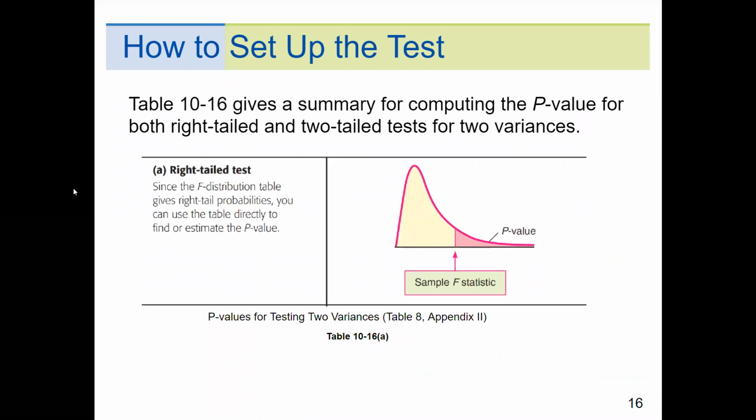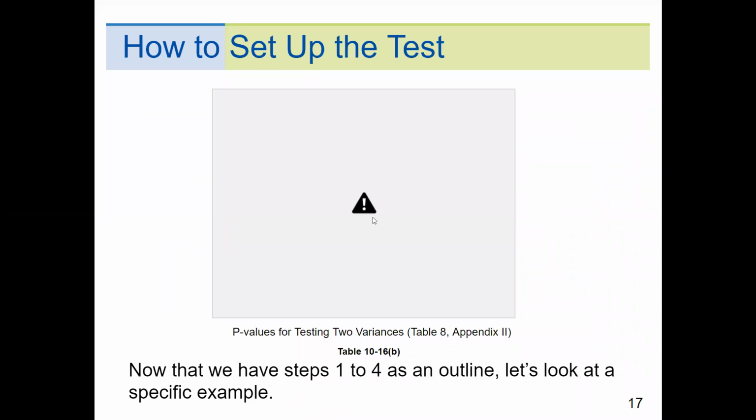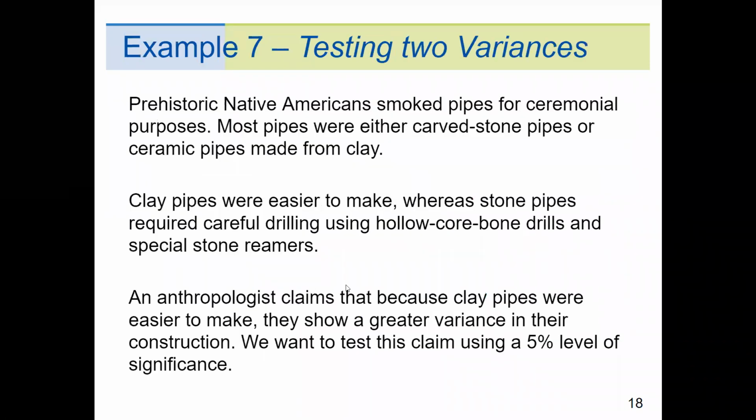The table gives a summary of computing the p-value for both right-tailed and two-tailed tests for variances. Right-tailed test is given here. And of course, you cannot see the two-tailed test. I apologize. You will have to look in your book.